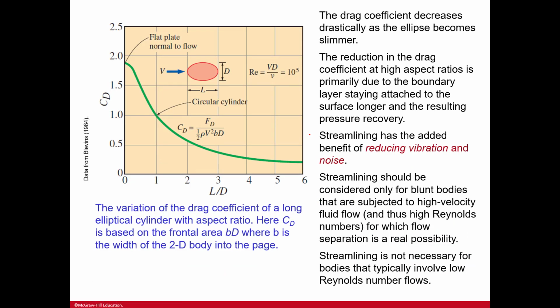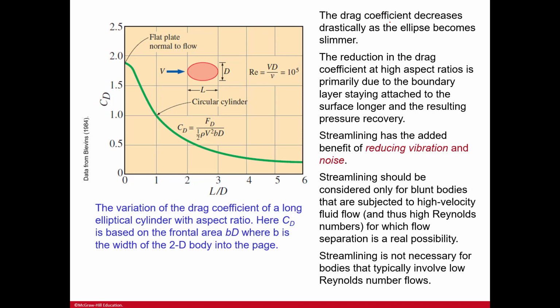So here, the variation of the drag coefficient of a long elliptical cylinder with aspect ratio. Here, CD is based on the frontal area, BD, where B is the width of the 2D body in the page.